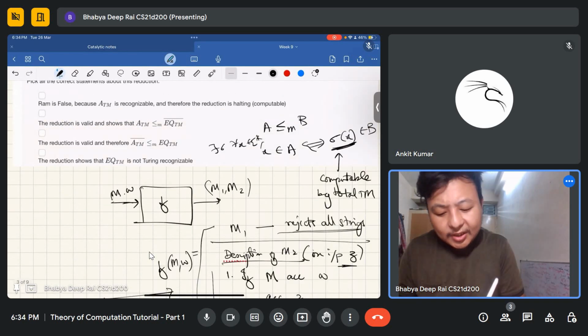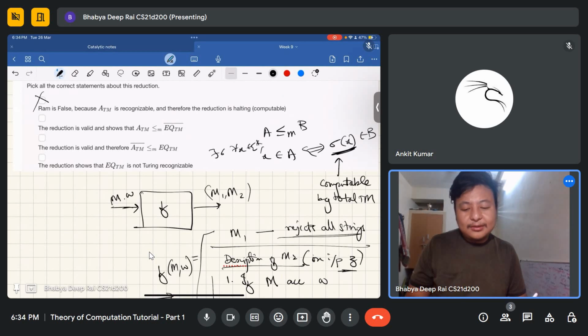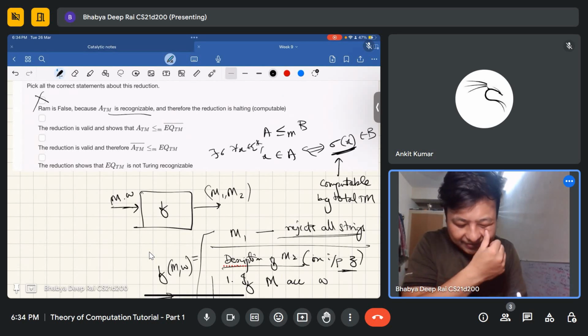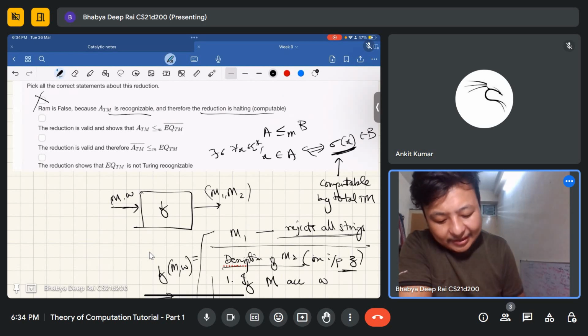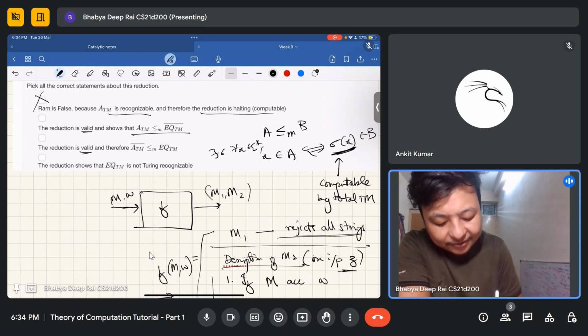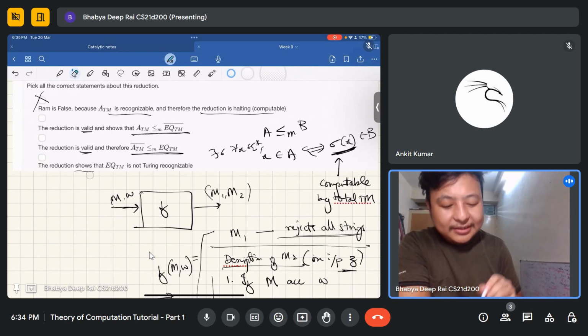So Ram is false because ATM is recognizable. Therefore, the reduction is halting computable, so the reduction is valid. But this we need to check: the reduction shows that EQTM is not Turing recognizable. Let's check that.